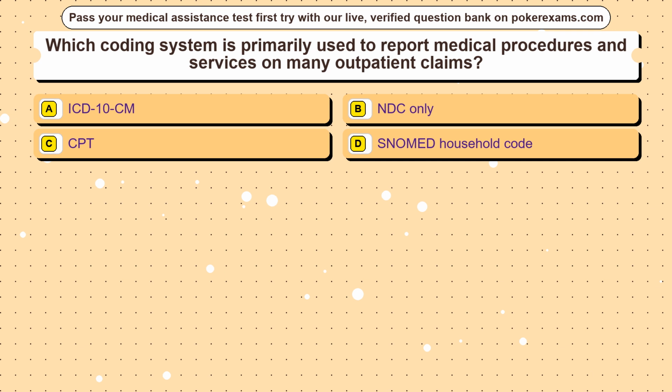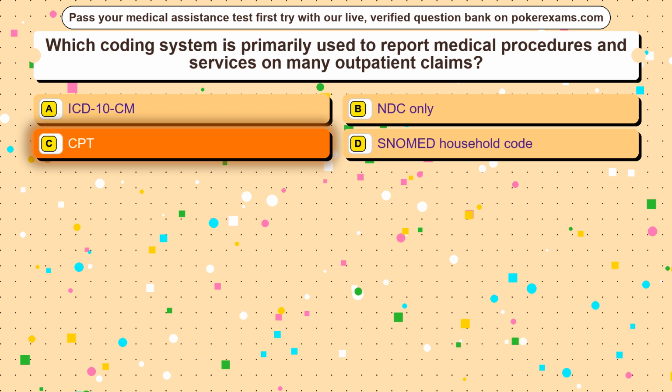Question 15. Which coding system is primarily used to report medical procedures and services on many outpatient claims? Option A, ICD-10-CM. Option B, NDC only. Option C, CPT. Option D, SNOMED household code. The correct answer is option C, CPT.